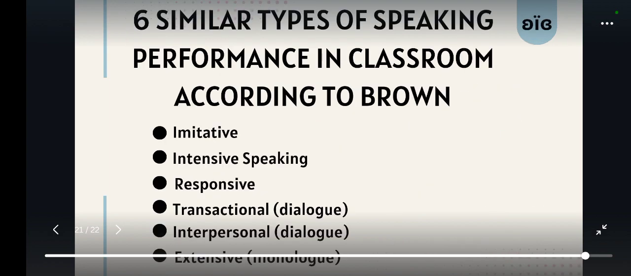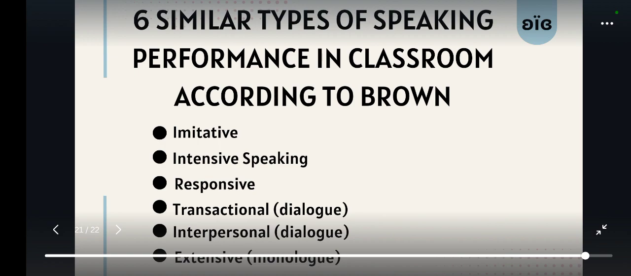So we have six similar types of speaking performances in a classroom according to Brown. Actually, there are lots of speaking activities that could be done in a classroom. But here are six types of speaking performances which could be used in order for us to develop our speaking skills. So first we have the imitative.